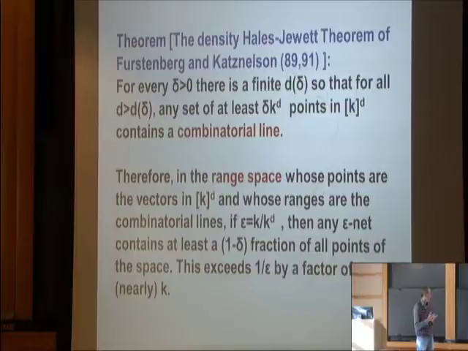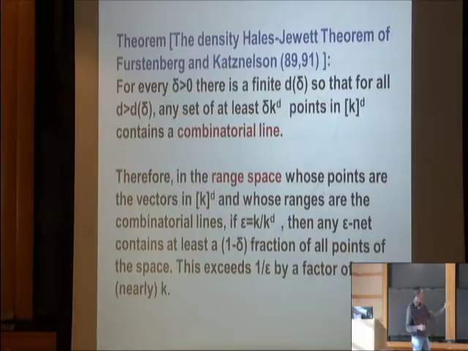you see that this is, in fact, almost what we want. Think about the range space whose points are the vectors in k to the d. Think now about them as points in the d-dimensional Euclidean space, where the coordinates are integers between 1 and k. The dimension is d. And the combinatorial lines are lines, right? So they are some of the lines.